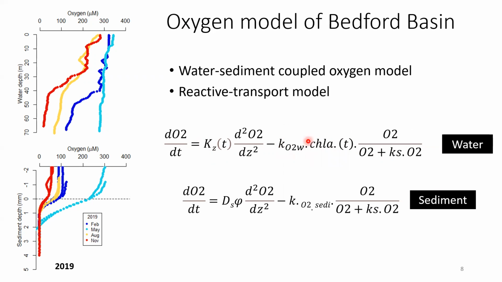This particular constant is unknown here. Similarly, in the sediment, this is the diffusive transport term, and this is the consumption term. Here, this one is also unknown. However, we can estimate this particular constant from our sediment oxygen microsensor profiles, which will leave us with only one unknown, which we can determine through numerical modeling, a numerical model fit.